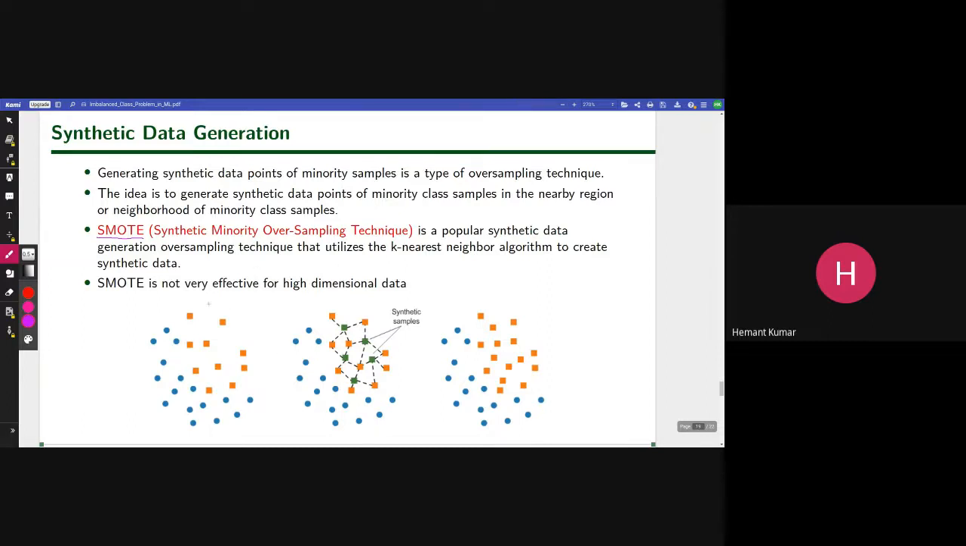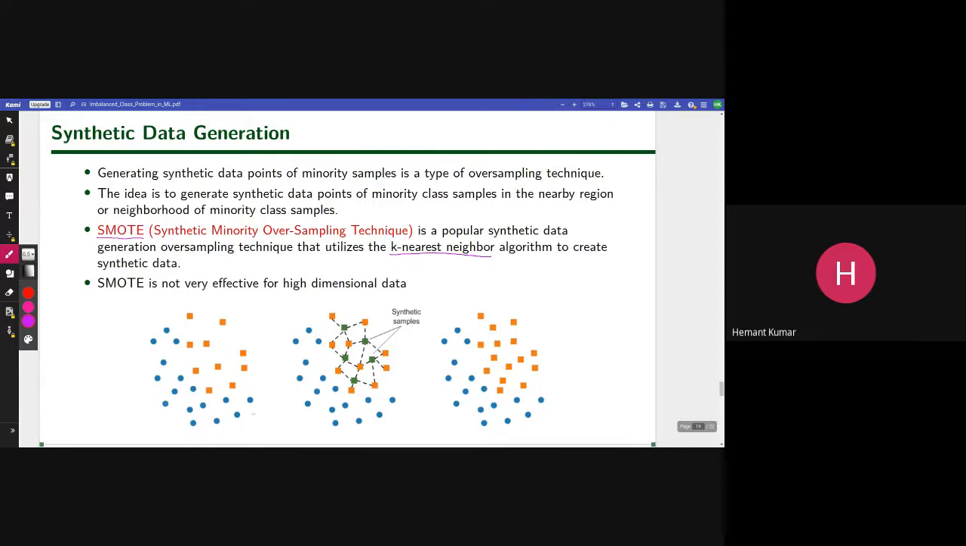So it is generating samples of a minority class, and here it is using the KNN algorithm, which means it uses a nearest neighbor algorithm. So again, SMOTE overcomes the problem of information loss and overcomes the problem of overfitting. So this is an example of that.